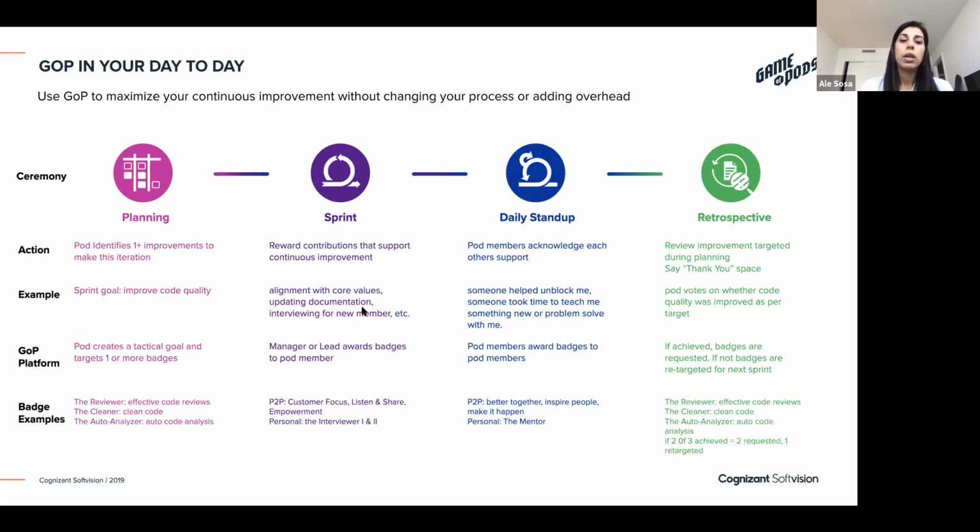Anything that you see where someone is demonstrating those core values in their actions, taking on a task that maybe no one else wants to do, or that's a little bit more challenging, helping out with things like mentoring someone, interviewing for new members, or helping onboard new members. Those are great opportunities for some of those individual badges.